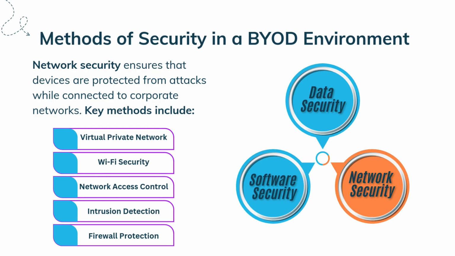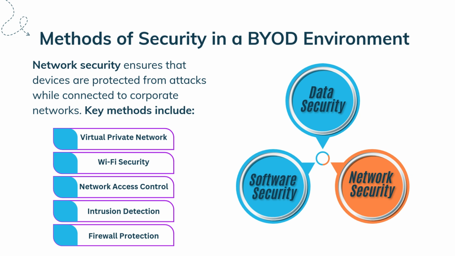Finally, let's look at network security. Network security is all about keeping devices safe while they're connected to the company network. Some key methods include VPNs or virtual private networks. They encrypt data to keep it secure when connecting to the network, especially over public Wi-Fi. Wi-Fi security makes sure devices only connect to trusted, password-protected networks and blocks open Wi-Fi unless you're using a VPN.